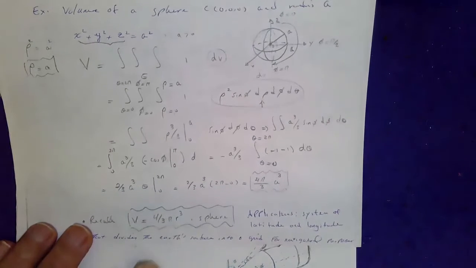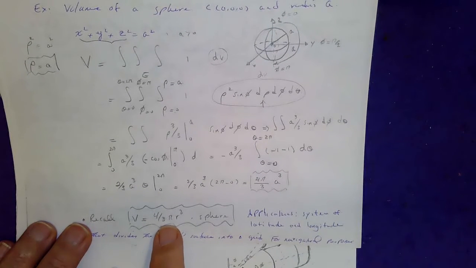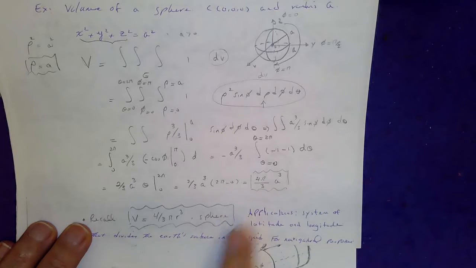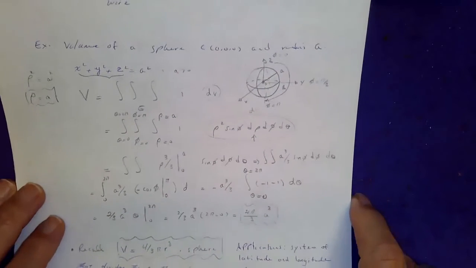And that confirms the formula for a sphere, which is 4/3 pi r cubed. In our case, r was a, so therefore we have a confirmation of what?